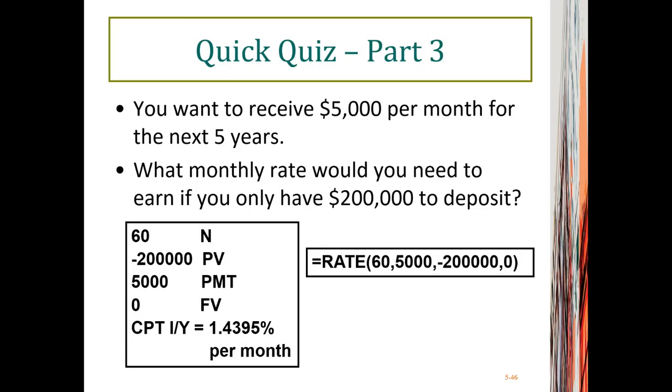Second quiz. You want to receive $5,000 per month for the next 5 years, and what monthly rate would you need to earn if you only have $2,000 to deposit? So if you have less money to deposit, but you're expecting the same amount of money for your retirement spending, then the only way to achieve that is to have a higher rate of return for your investment, or higher interest rate.